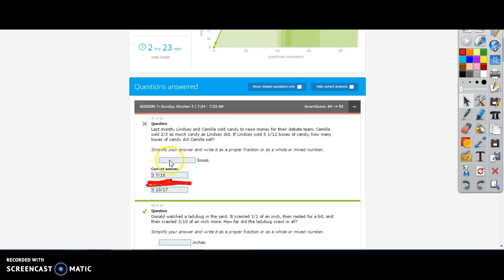So, for instance here, I can see that the correct answer is 3 and 7/18. Well, this person answered 3 and 10/18. So the nice thing about this is that you can go back and take a look at what mistake you might have made. What I can do here is go back to the problem and really highlight those important pieces of information in the problem.